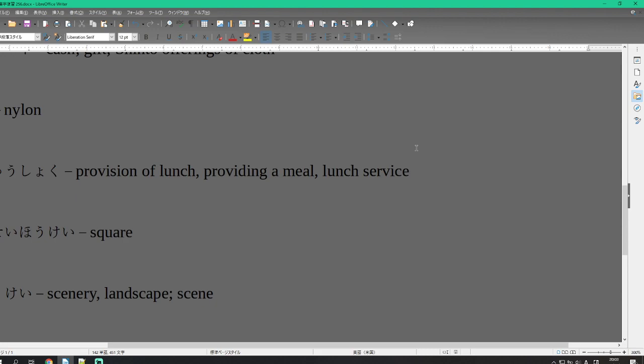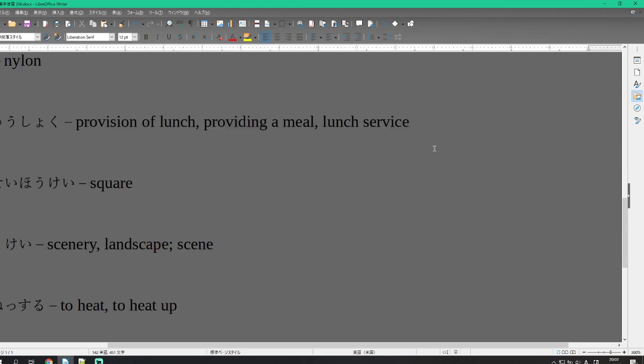A landscape or a scene is a fukei. Our windswept scene. Fukei. And finally, to heat up something. To heat or to heat up something is nessuru. Netsu, heated or feverish. Nessuru is to heat or heat up.